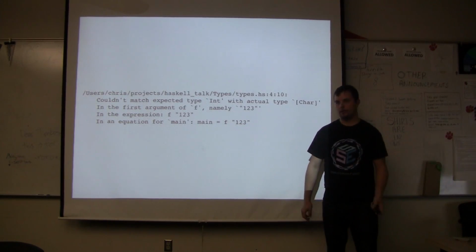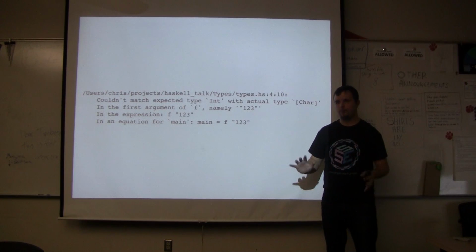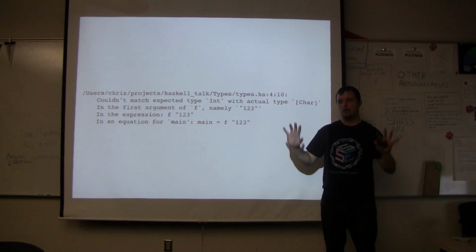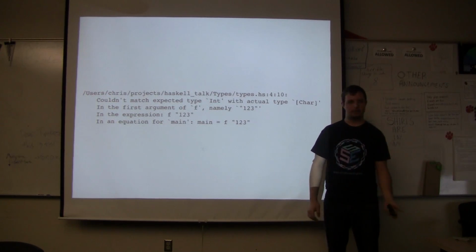Does that make sense to everyone? Is the typing system starting to make a little bit more sense, everything coming together? Haskell's an environment where you start to have to see the whole picture before everything starts to make sense. Any questions on the typing system?